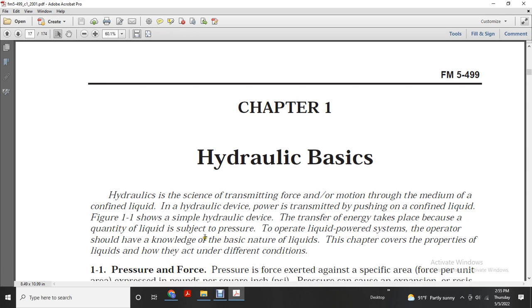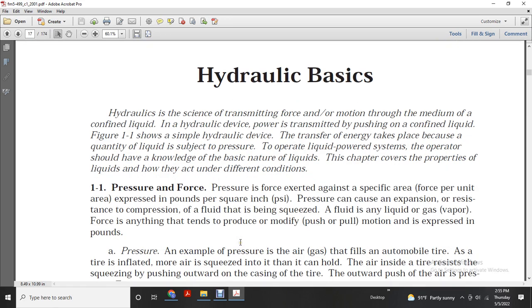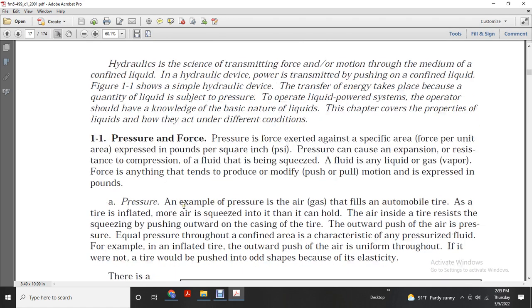The operator should have knowledge of the basic nature of liquids. He should recall the properties of liquids and how they act under different conditions. Pressure and force. Pressure is the force exerted within a specific area, force per unit area, expressed in pounds per square inch. Pressure can be caused by expansion or resistance to compression. Compression means the fluid is being squeezed. A fluid can be a liquid, gas, or vapor. Force is anything that tends to produce a push or pull motion, expressed in pounds.